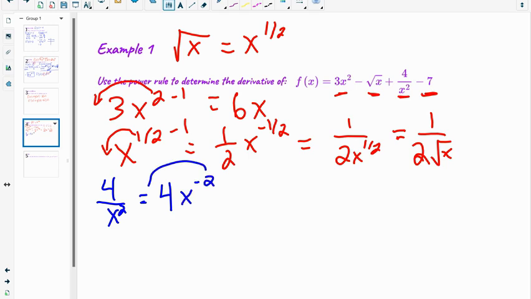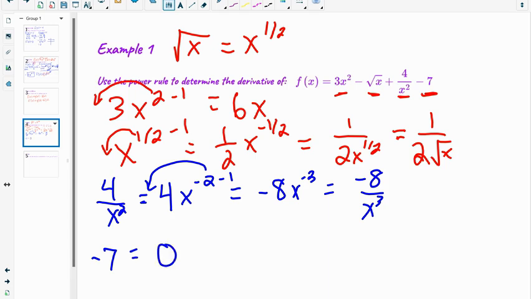Okay. So I'm going to bring out my negative 2. That's 4 times negative 2 is negative 8, x, and then subtract 1 off our power. Be careful with this one. Negative 2 minus 1 is negative 3. I've seen the mistake 100 times. And now let's bring it back into the denominator to make the exponent positive. Finally, the derivative of the negative 7. This is the first rule we talked about, where the derivative is just 0.